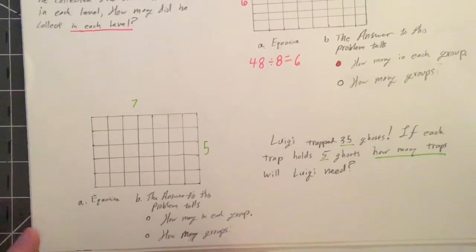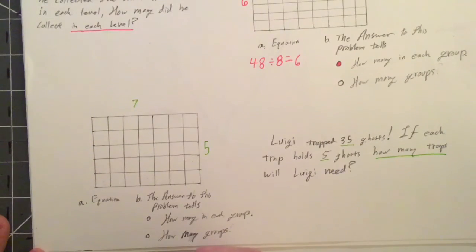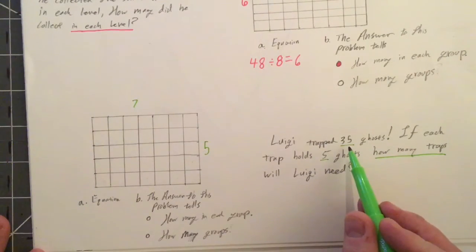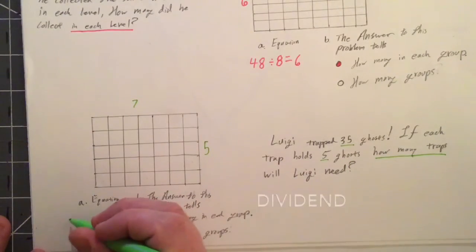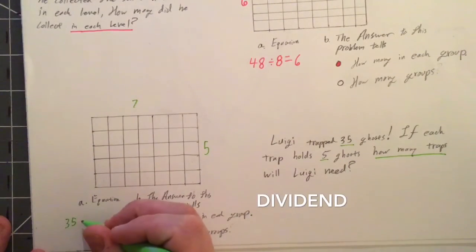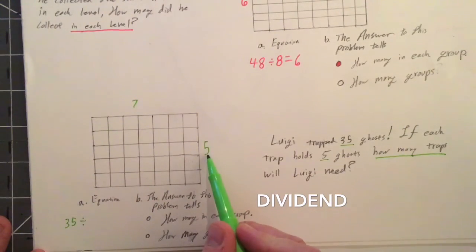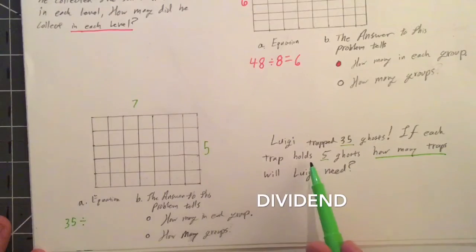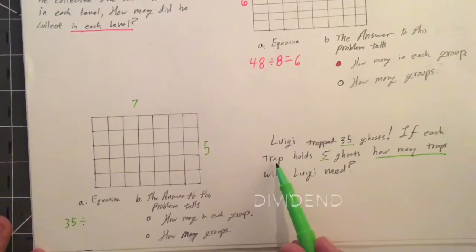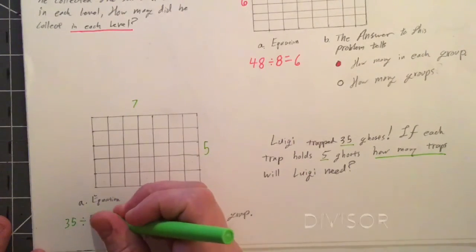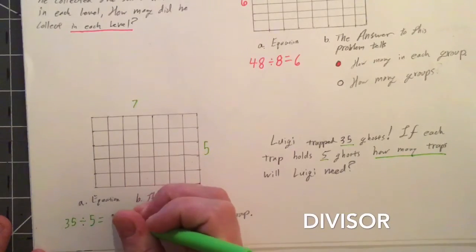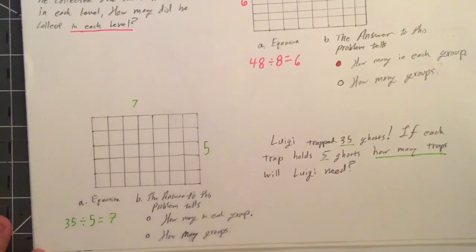We need an equation for this one. Our equation should start with our dividend. 35, the largest number. That's how many we have. So we have 35 ghosts. We're going to split those ghosts up into groups of 5, because that's how many traps we have. 35 divided by 5. How many ghosts can fit in each trap? Well, obviously it's 7.